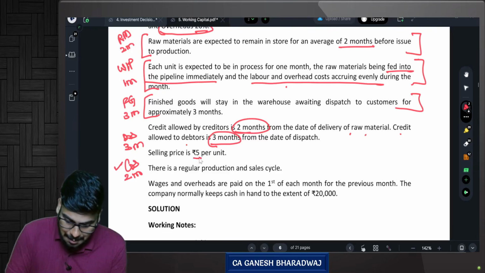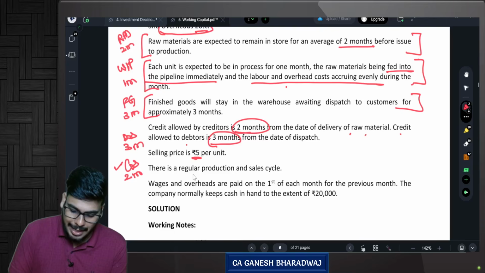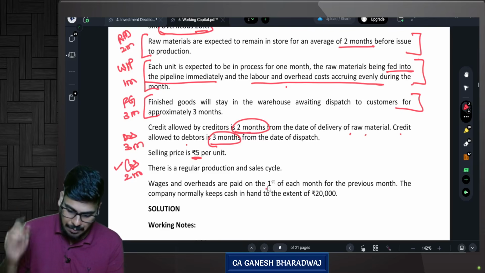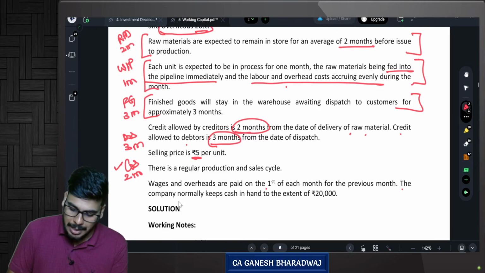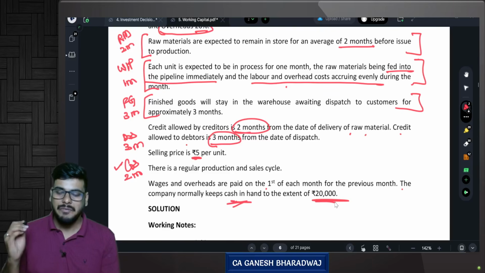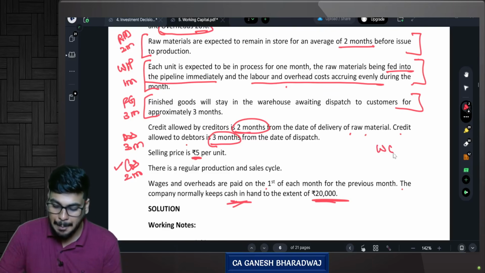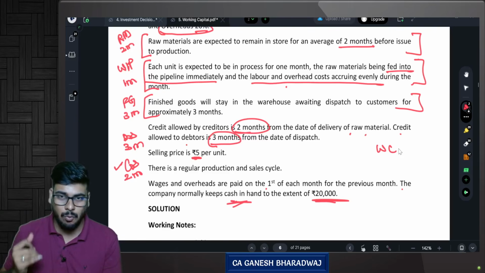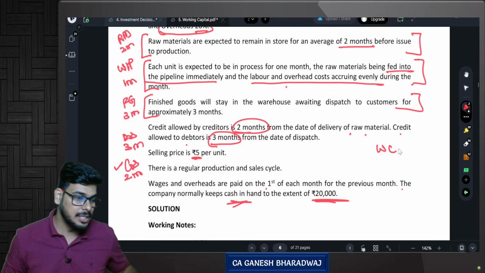Yes. Next, selling price is 5 rupees per unit. There is a regular production and sales cycle. Wages and overheads are paid on the first of each month for the previous month, and the company normally needs cash in hand to the extent of 20,000. What we need to do is calculate the working capital requirement, right? So pause this video right now, read this question once, and then let us continue with the discussion further.